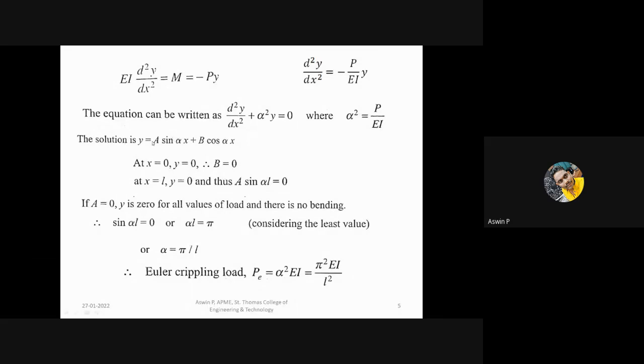Similarly, the second boundary condition, when x equal to L, y equal to 0. So y will become 0. A into sine alpha L plus B, which is already found as 0. So substituting 0 into cos alpha L, this whole term will become 0. So 0 is equal to A into sine alpha L. When comparing these relations, you can see that A sine alpha L should be 0. But if we put A as 0, already we have B as 0. In all cases, we will get deflection as 0.